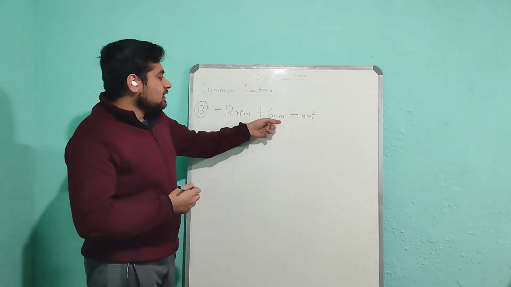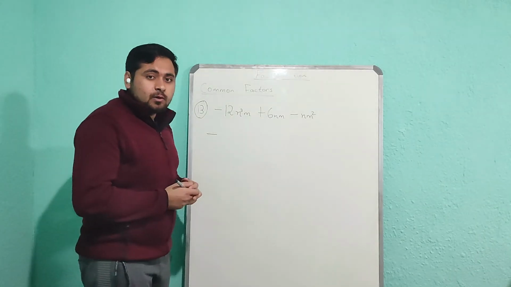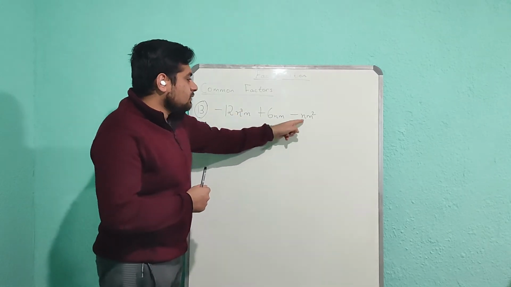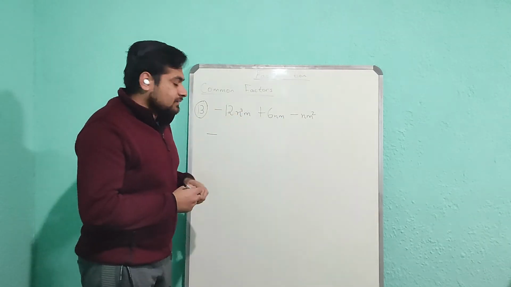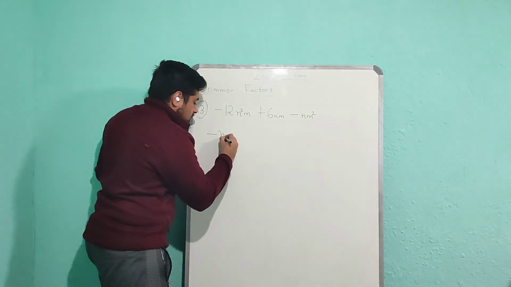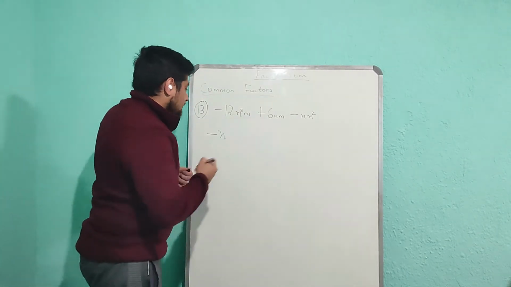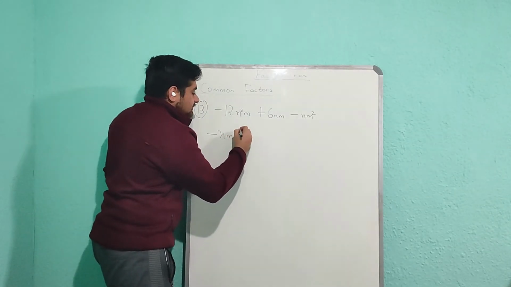Now moving on to the n. What did I say? We look for the smallest power. The smallest power on the n is this 3, 1 and 1. So the smallest power is 1. Therefore we're pulling out n. Then moving on to m, the smallest power is 1. So therefore we pull out m itself.